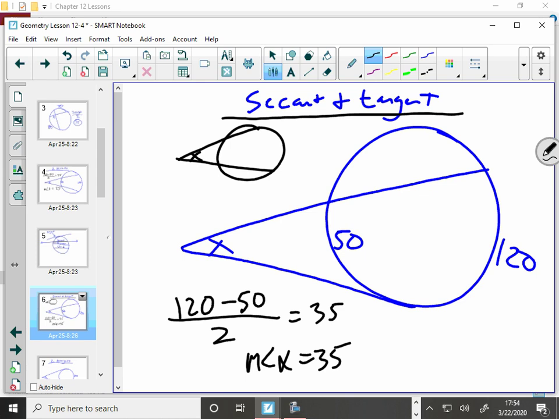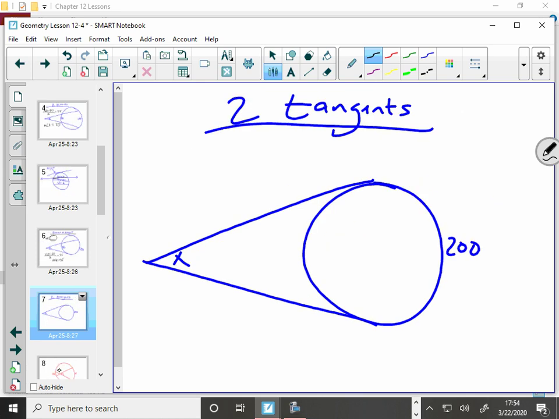So we've had three different pictures. We've had two chords. With two chords, you add the arcs and divide by 2. Then we've had two secants, and we've had a secant and a tangent. And on both of those, you subtract the arcs and divide by 2. The next picture, of course, would be two tangents. So once again, the angle is outside the circle. You do this the exact same way as you do two secants and a secant and a tangent.